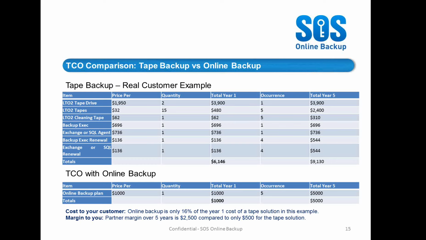A year, every year. So over the 5 years, the margin to your business is $2,500 for online backup. And at the same time, you've just delivered a cost saving to your client where you've saved him 50% of the cost on the 5-year view, and you've saved him 70% of the cost on the 1-year view. So the online backup deployment is far more attractive for your customers and far more attractive for you. Everyone benefits, both the end users and everybody in the technology supply chain.